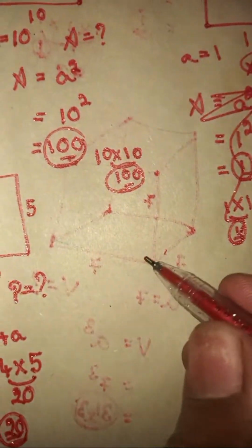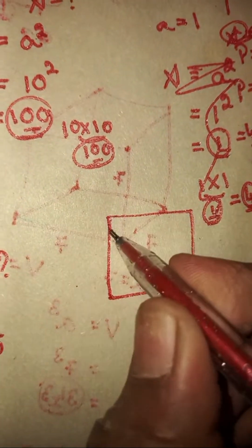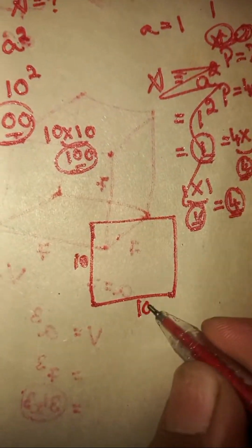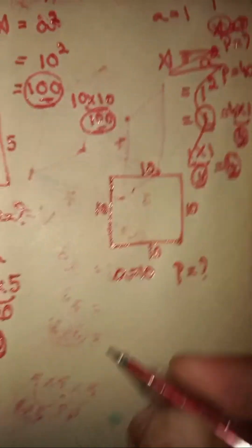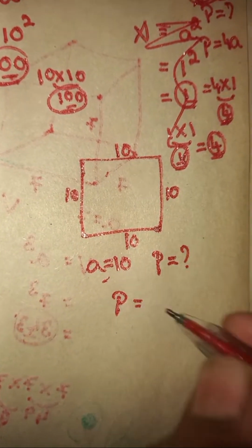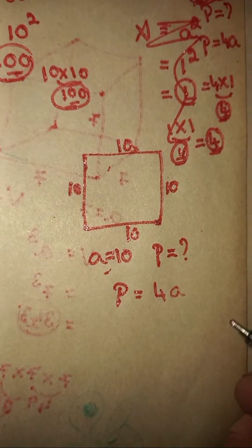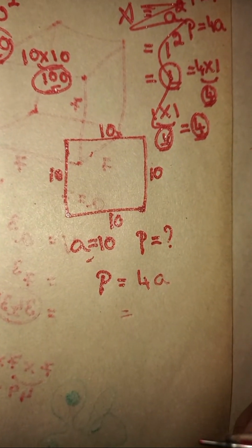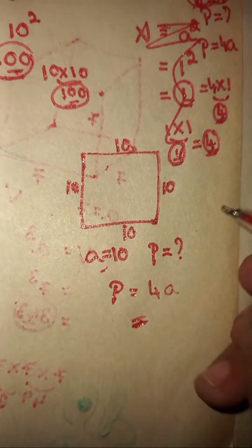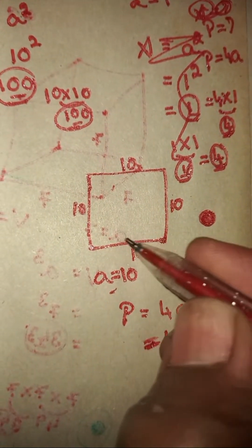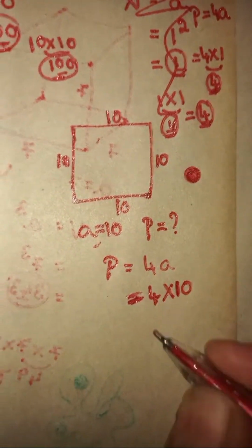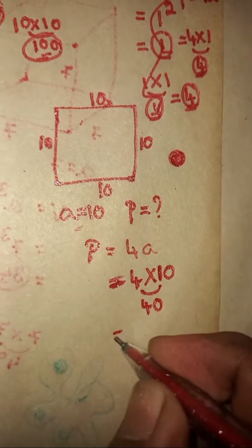Now let's take one more square, and in this square they have given all sides as 10 units, and you need to find out what's the perimeter. Here the side length is 10 units. Now you can find the perimeter of the square as 4 times the side length. Here it is 10 units, so 4 times 10 is 40.